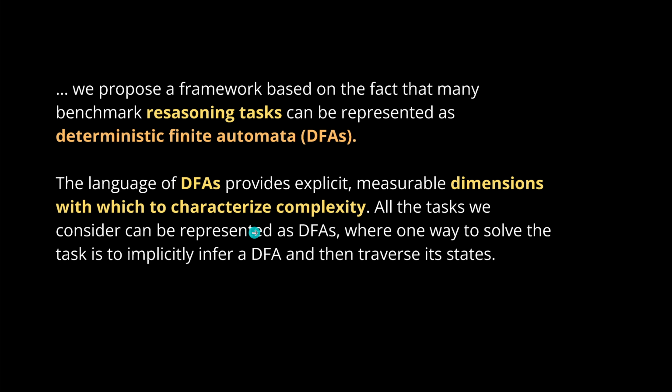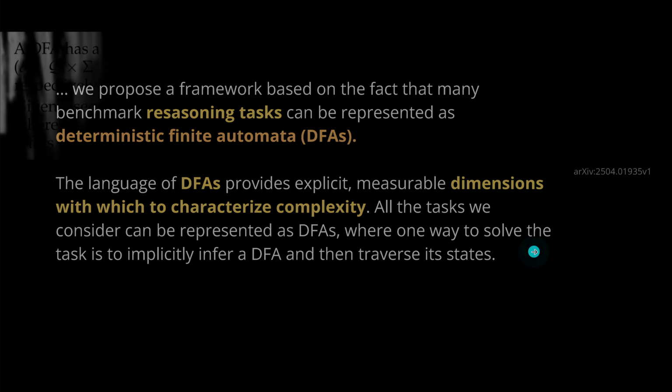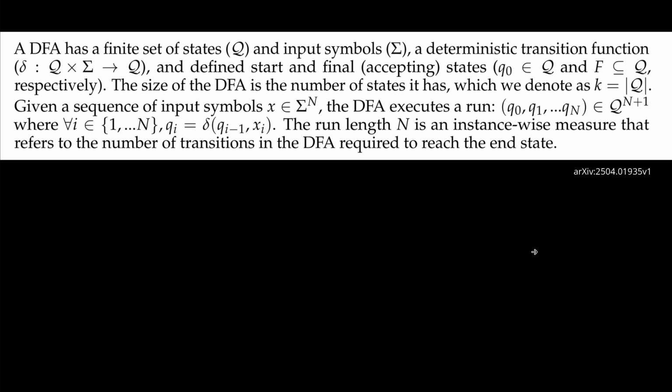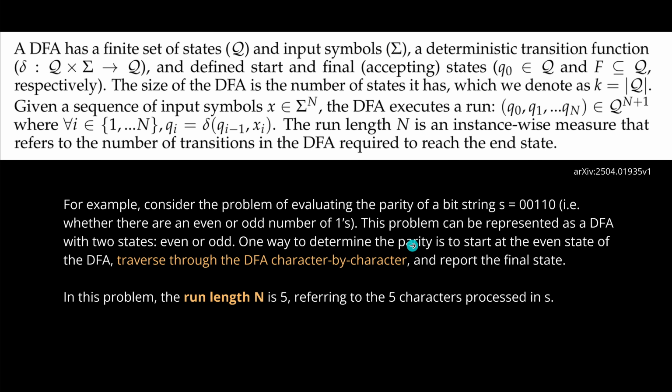All the tasks we consider can be represented as DFAs, where one way to solve the task is to implicitly infer a DFA and then traverse its states. If you want to see this in the official mathematical notation by Stanford, Cornell and Stanford, this is it. If you like this one, or just go here with my examples.